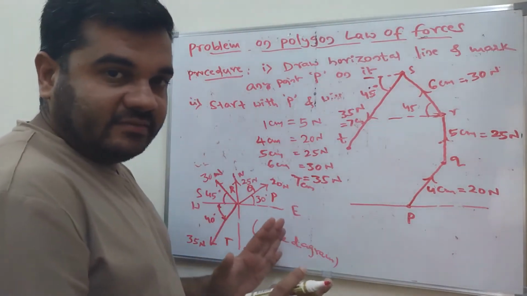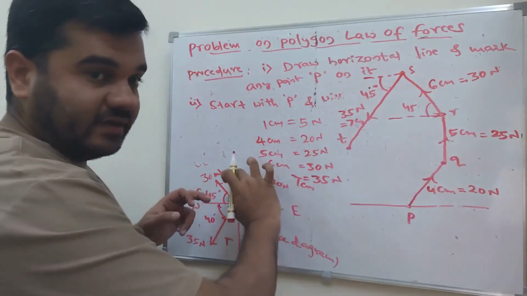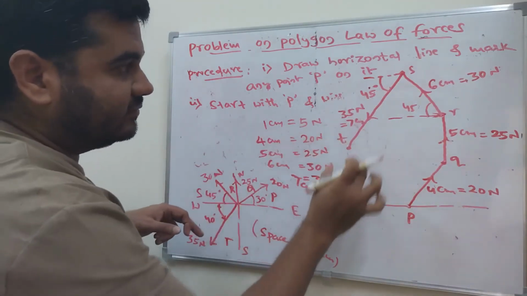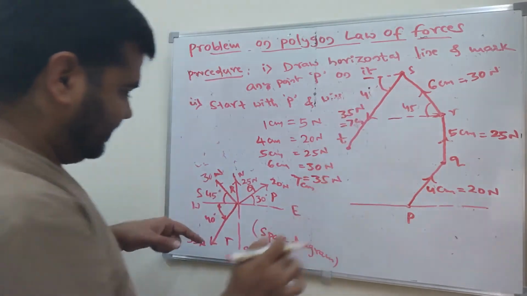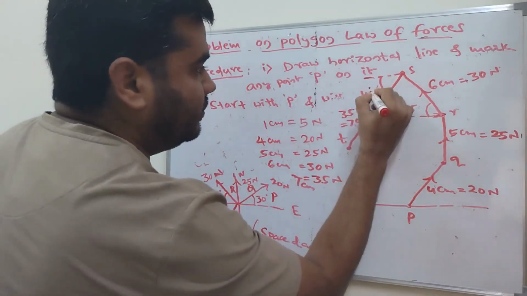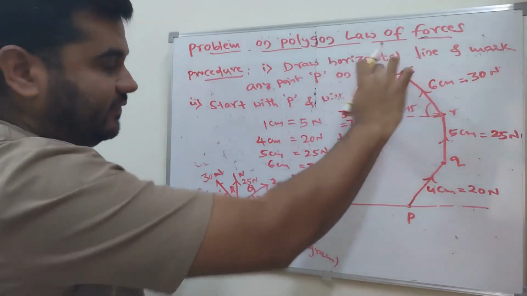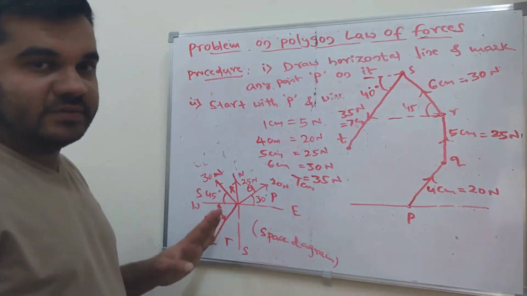Any other forces are there? No. This is the first force, second force, vertical, third force, 45 degree, and fourth force, 40 degree. Wait. The fourth force is 40 degree, right? The third force is 45 and the fourth force is 40 degree. There are no other forces.